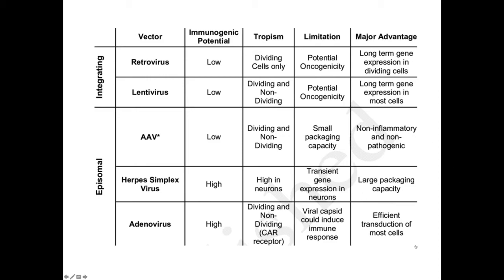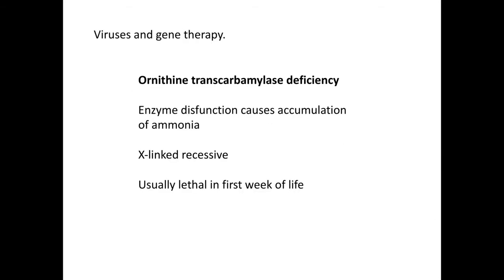And so these are some other advantages. AAV vectors are thought to be non-inflammatory and non-pathogenic. The herpes virus approaches have a large packaging capacity, so you can put a lot of genetic material in there, and the adenoviruses efficiently move into most cells. Now, I want to talk about a very famous example of gene therapy using viruses.